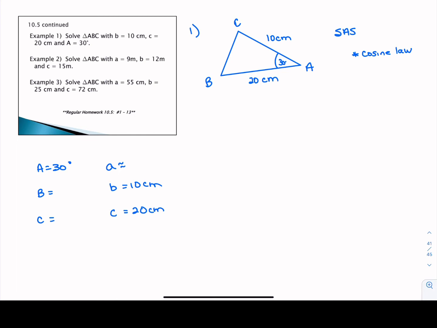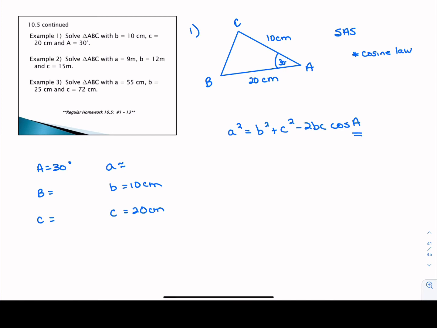Now, in order to start with cosine law, if you recall what those cosine law components are, we know that we need to have an angle if we're not calculating an angle. So the version of the cosine law that I'm going to start with here is the a squared version. So a squared will equal b squared plus c squared minus 2 times b times c multiplied by the cosine of angle A. The reason why I want to use this version of the cosine law is because I have angle A.